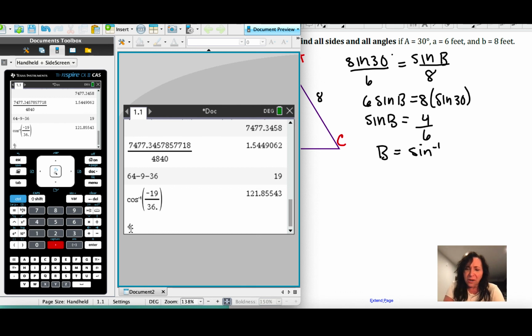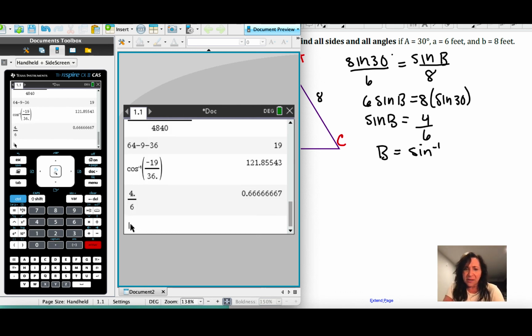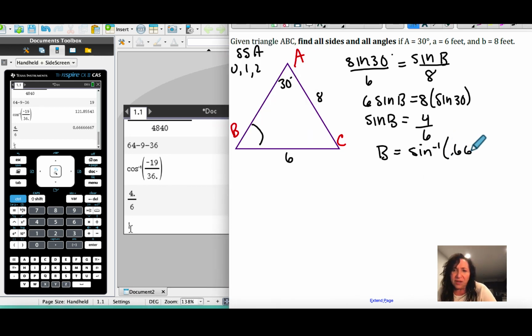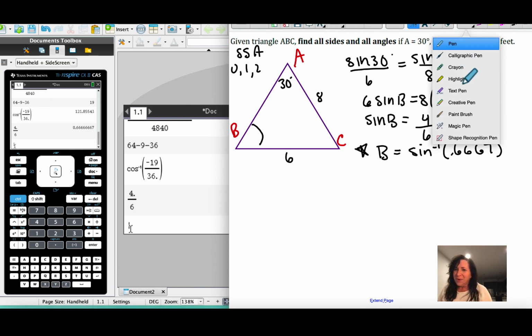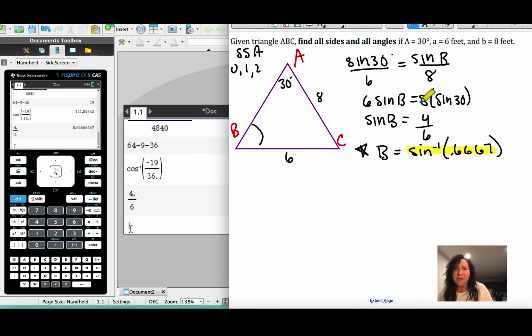So 4 divided by 6 is 0.6667. So this means that 0.6667. I want to know where sine is about 0.667. So this right here is really important to know, this number. And I know you might be thinking, why did she do that? Why didn't she just type in 4/6? I need this number here.